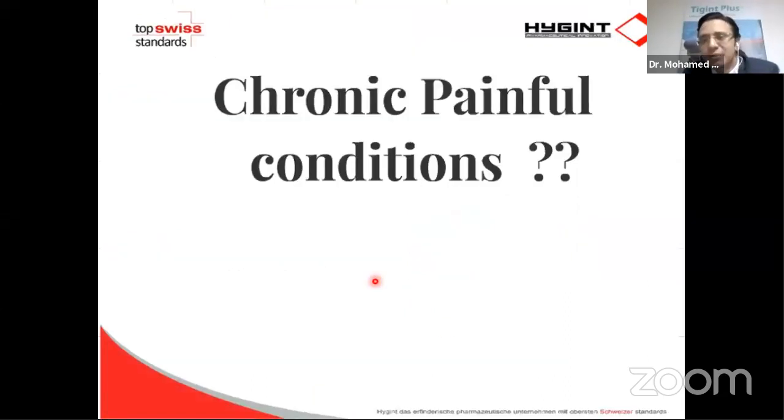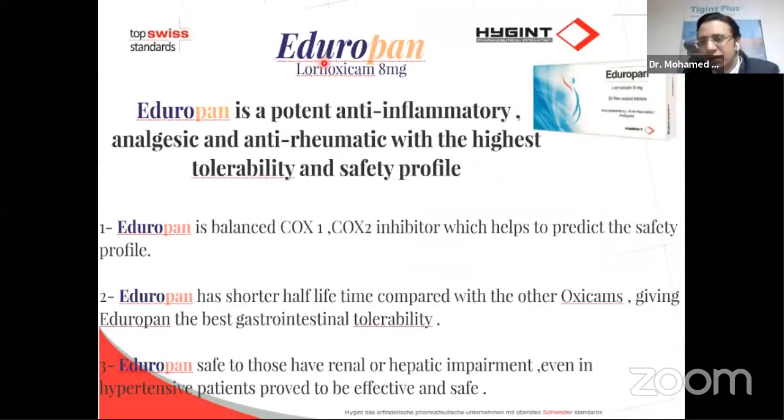لو عندنا chronic painful conditions ومحتاجين anti-inflammatory يكون الـ tolerability أعلى شوية ونقدر نستخدمه فترة أطول شوية، بنقدم طبعا Diuroban. الـ Diuroban هو عبارة عن lornoxicam 8 مللي جرام. الـ Diuroban طبعا زي ما حضراتكم عارفين هو potent anti-inflammatory، anti-rheumatic و analgesic، وفي نفس الوقت الـ tolerability بتاعته عالية جدا لو هستخدمه فترة أطول شوية، لأن دي balanced cyclooxygenase 1 و 2 inhibition، وبالتالي بيزود من الـ tolerability بتاعته، ما بيميلش ناحية side effects خاصة بالـ COX-1 أو الـ COX-2.